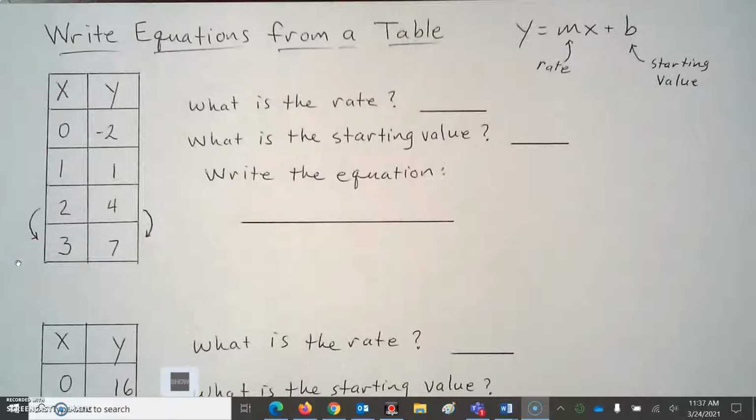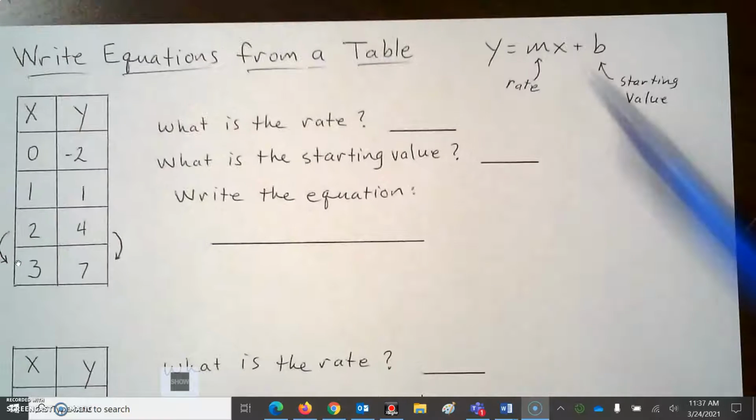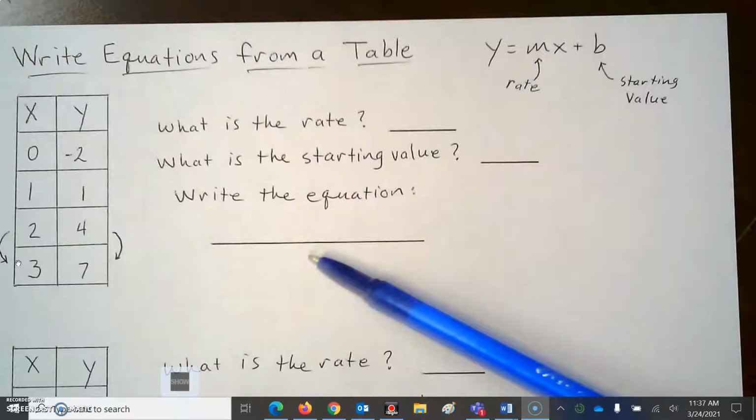This might be the shortest video I make all year, so I only have two examples. It's writing an equation in slope-intercept form given a table.